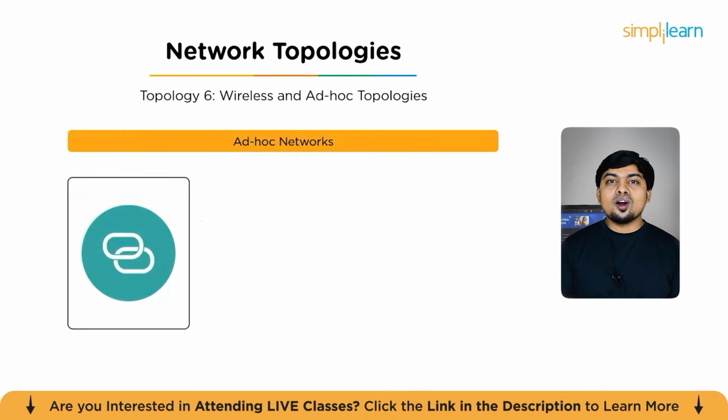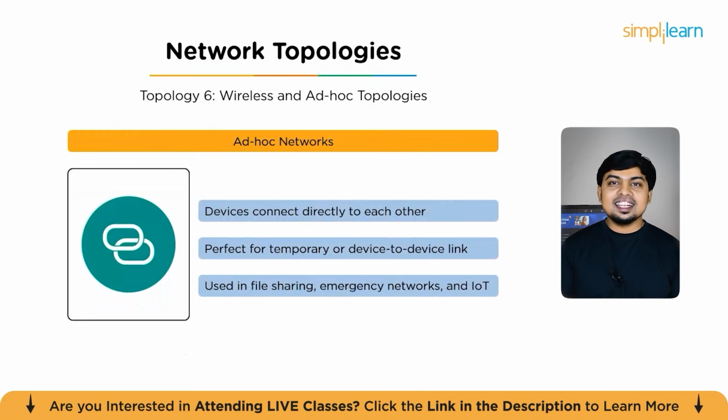Next is ad hoc networks. Devices connect directly to each other without routers. It is perfect for temporary or device-to-device communications. It is also used in file sharing, emergency networks, and IoT experiments. Wireless topologies provide flexibility compared to traditional wired structures.